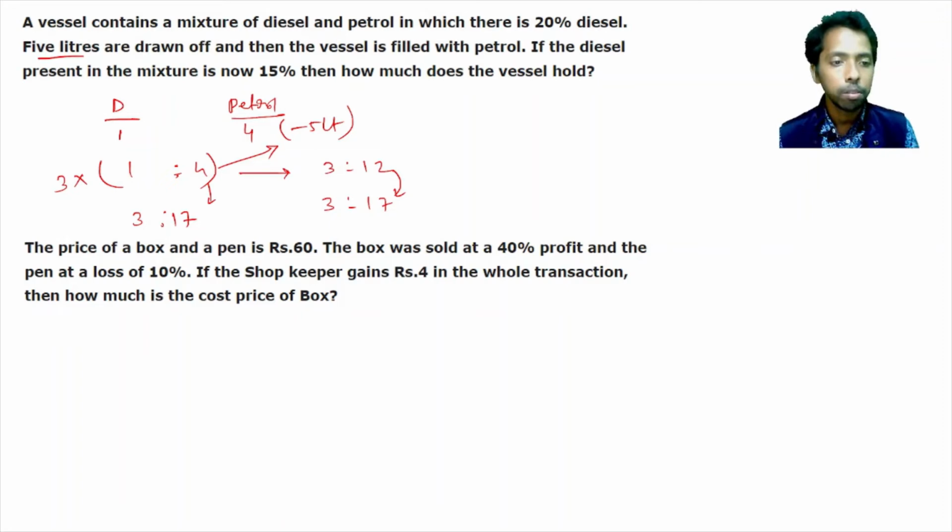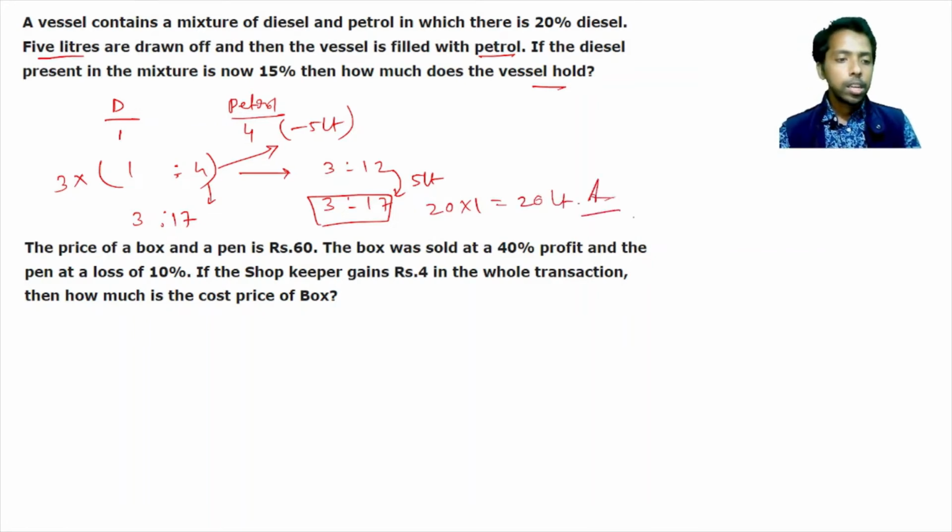So 5 liters of petrol are drawn off and replaced with petrol. So this is 5 units, which is 5 liters. So how much does the vessel hold? That means this total quantity here, that is 20 into 1, that is 20 liters.